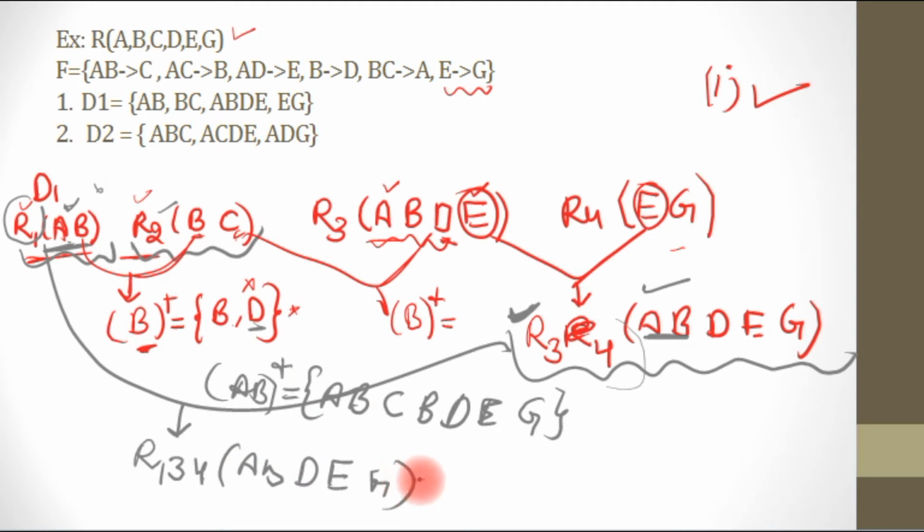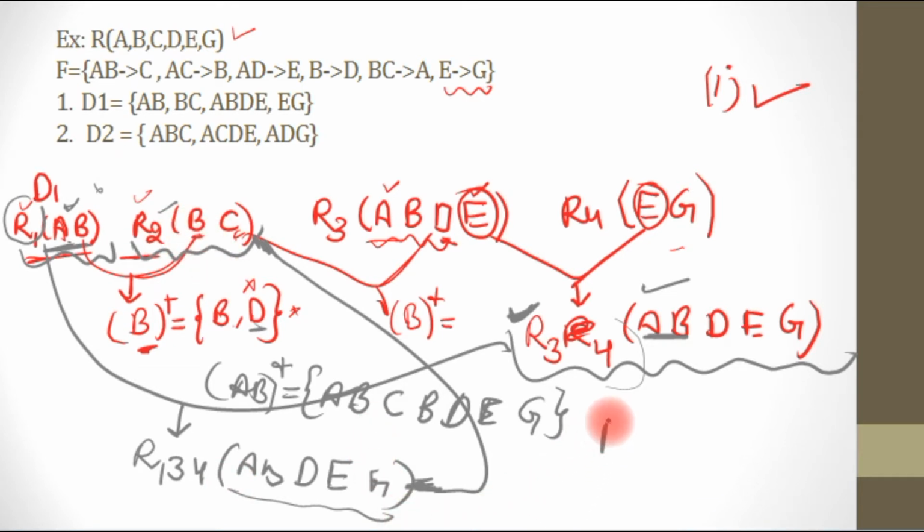So now check, can we combine this relation with this relation or not? So we cannot combine because we cannot determine all the attributes of R134 or R2. So that's why we will say the first decomposition is lossy decomposition. Okay.